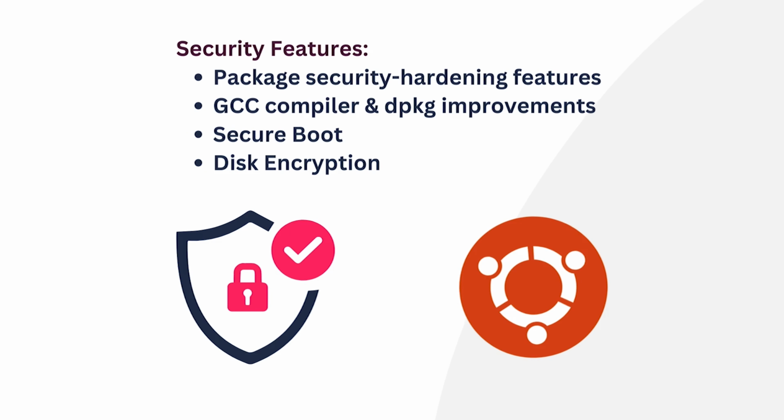Canonical prioritizes safety and security above all else, and that's why the beta release of Ubuntu was delayed due to an exit security incident. But now, Ubuntu 24.04 Noble Numbat comes packed with enhanced security features. Package security hardening features are introduced that neutralize many potential vulnerabilities. GCC compiler and DPKG improvements are made to boost buffer overflow detection and mitigation. Secure boot and disk encryption are also included to make sure your data remains safe and secure.